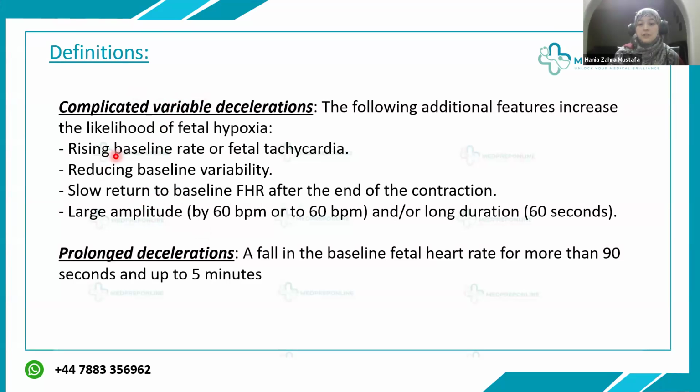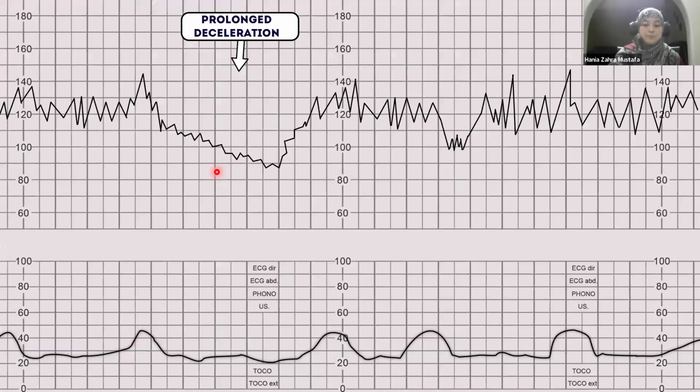What are the four additional things which, if added to the variable decels, we call complicated variable decels? They are the rising baseline rate or fetal tachycardia, reducing baseline variability, slow return to baseline fetal heart rate after the end of contraction, or either the amplitude is very large or of a very long duration. Then we call them complicated variable decelerations.